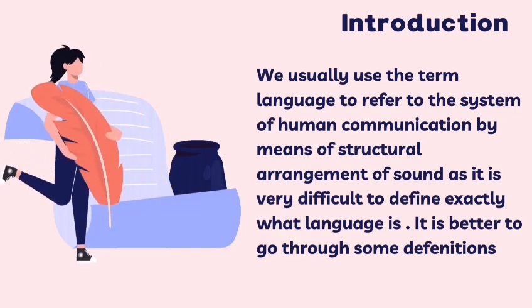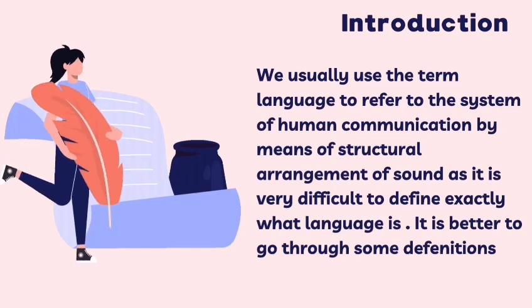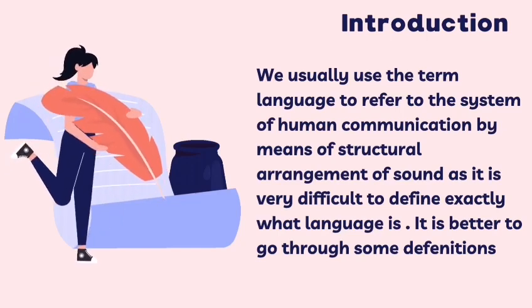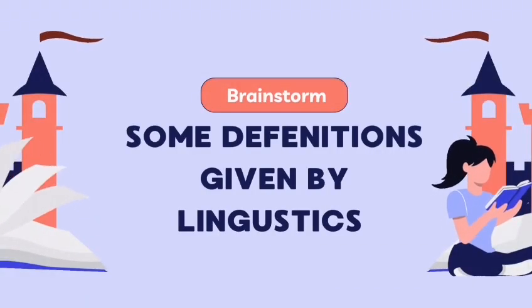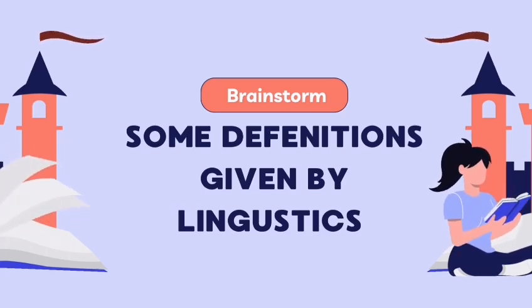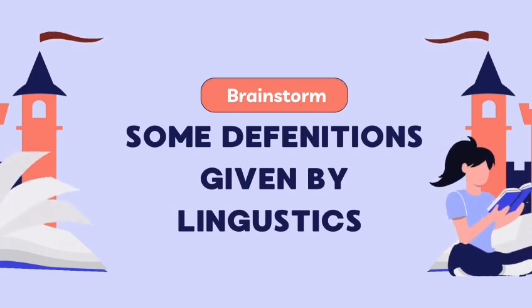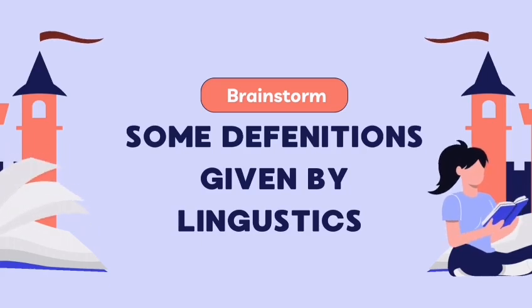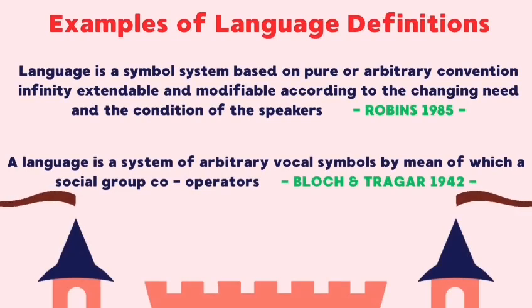When we analyze some definitions, we can understand what we mean by language, how language is processed by one, and how language is influenced from person to person. So now we move on to some definitions given by linguists. This is a brainstorm method and also definitions. When you analyze those definitions you can fully understand what language means. So now I will explain one by one. Now you can see the examples of language definitions.